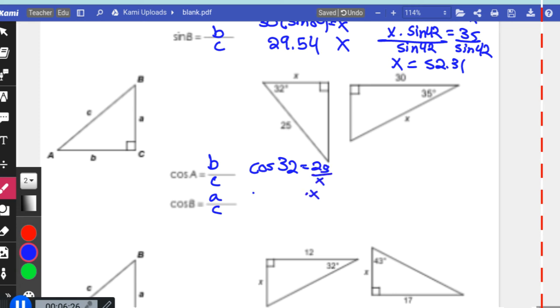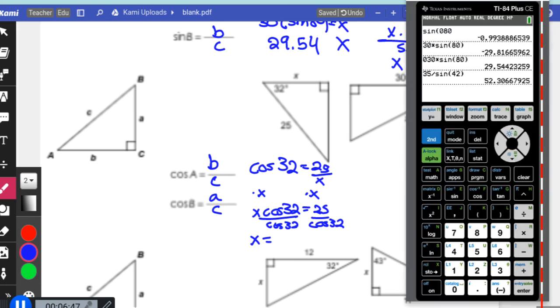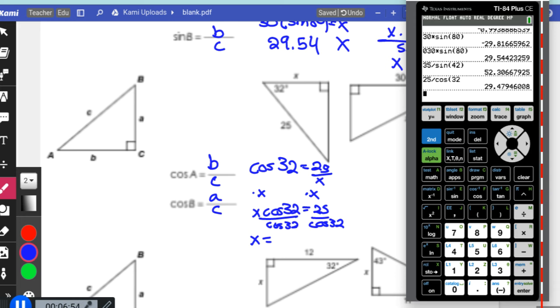So multiply by x on both sides: x times cosine 32 equals 25. Remember, cosine 32 is just a decimal. Divide both sides by cosine 32, and then we do that on the calculator: 25 divided by cosine 32. And we get 29.48. And that looks not good.